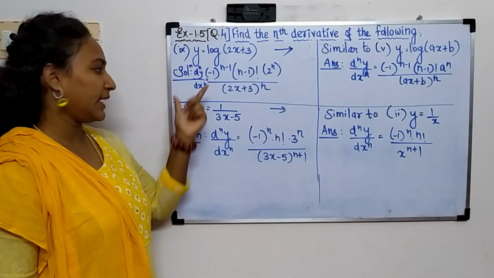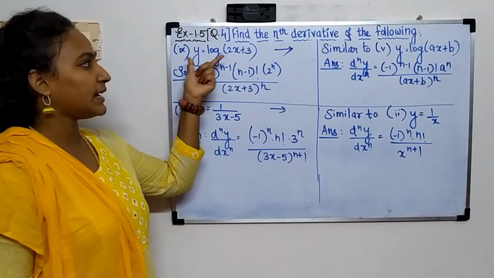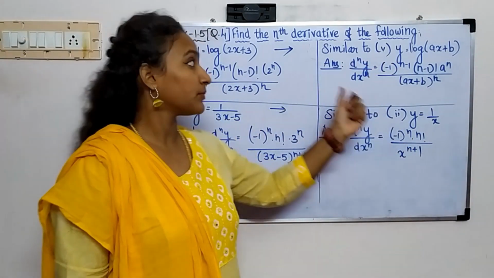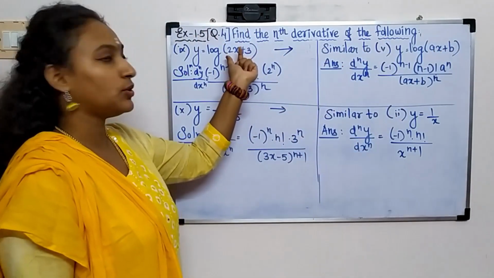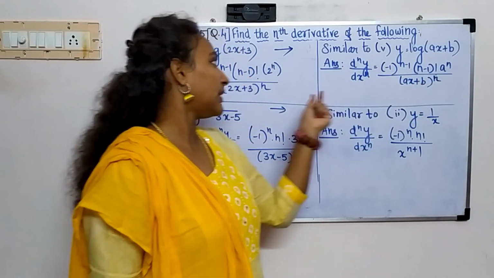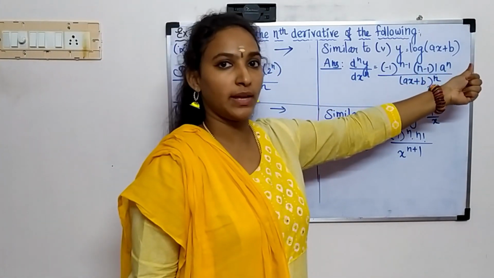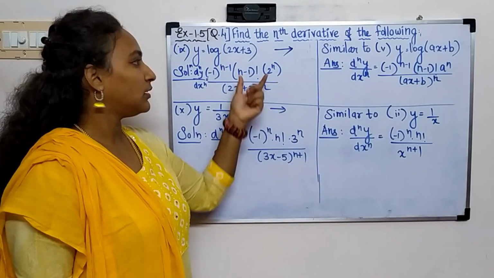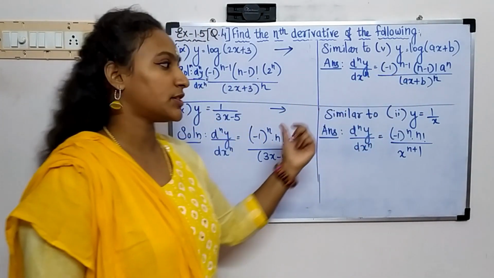You see the question number 9 and 10. We have already solved this type of question. That is, question number 9 is similar to question number 5 and question number 10 is similar to question number 2. Question number 5 is a general form. In place of ax plus b, they have given 2x plus 3. So the minus 1 raised to n minus 1 and n minus 1 factorial are as it is. In place of a, we have to put 2, that is 2 raised to n divided by 2x plus 3 raised to n. All the steps are similar to question number 5. Okay, please go through it and solve it yourself.